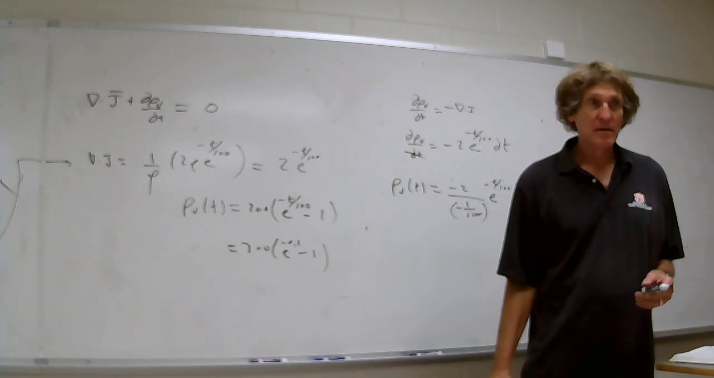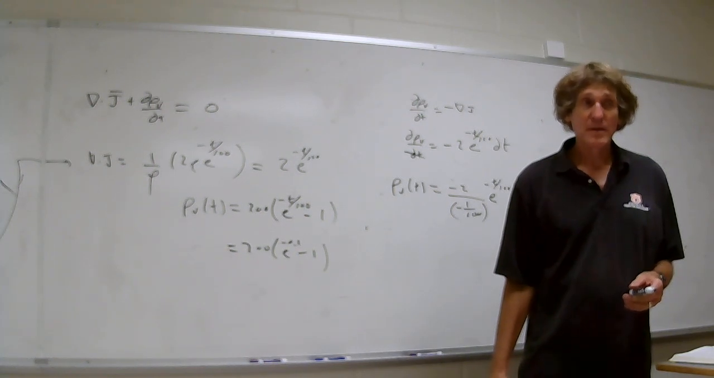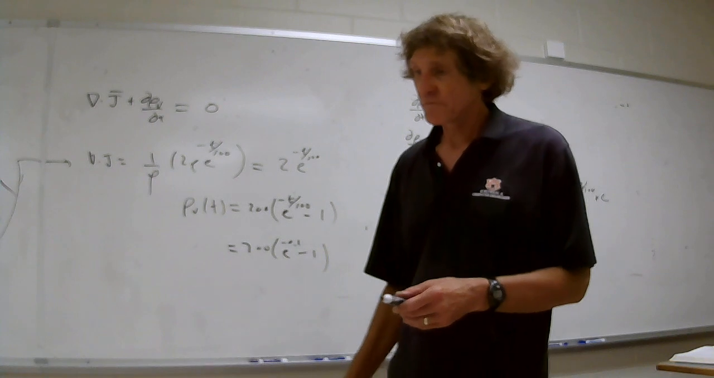Coulombs per meter cubed, or what's the units for rho v? Rho would be coulombs per meter cubed. Okay, that was right. Yeah, it's charge over meter cubed.